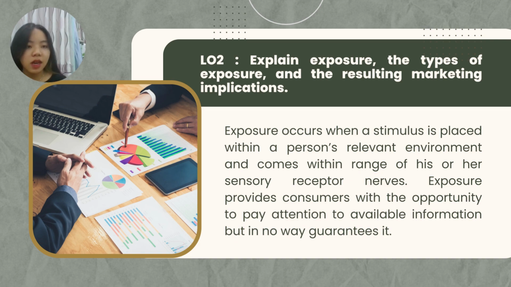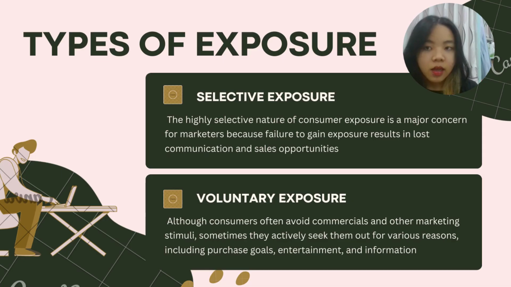Explain exposure, the types of exposure, and the resulting marketing implication. Exposure occurs when a stimulus is placed within the person's relevant environment and comes within range of his or her sensory receptor nerves. Exposure provides consumers with the opportunity to pay attention to available information, but in no way guarantees it. And we have two types of exposure.